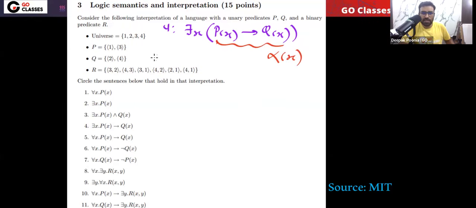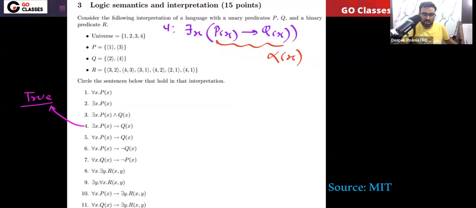Now notice, is there any element in the domain for which this alpha x will be true? Yes. Notice one thing, this is an implication, so if I make this LHS false, then automatically the implication will become true. So is there any element for which p is false? Yes, 2. You can take 2 or 4. For 2 comma 4, p(x) becomes false and the whole alpha x becomes true, so the existential quantifier also becomes true. So this fourth one is actually true.